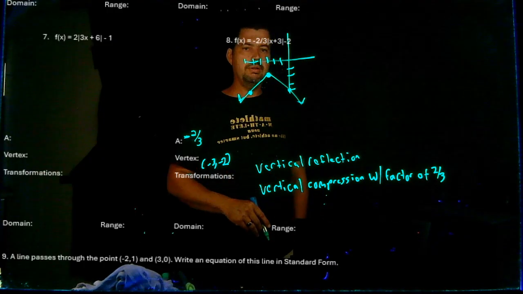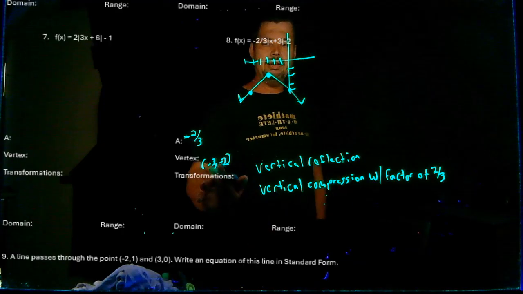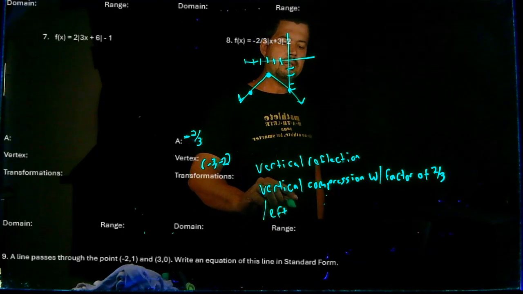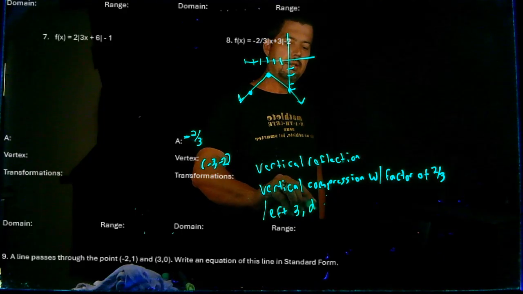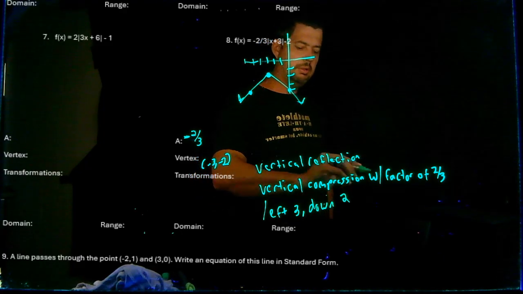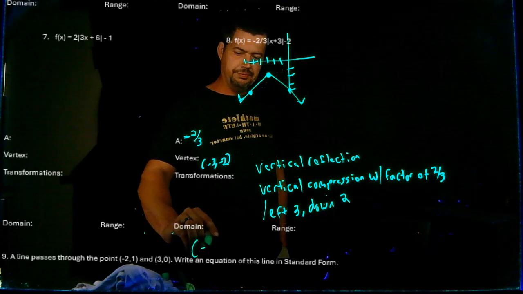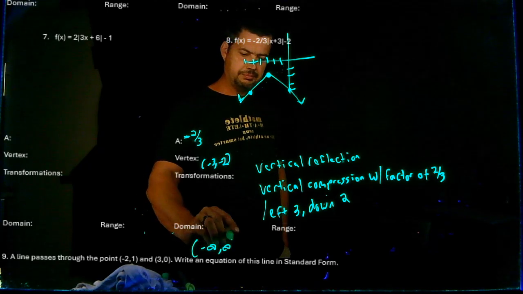And now let's go ahead and talk about what else we have. We had a left 3, down 2. I don't feel like writing horizontal and vertical translation, but left 3, down 2. Domain, same as it's always been.